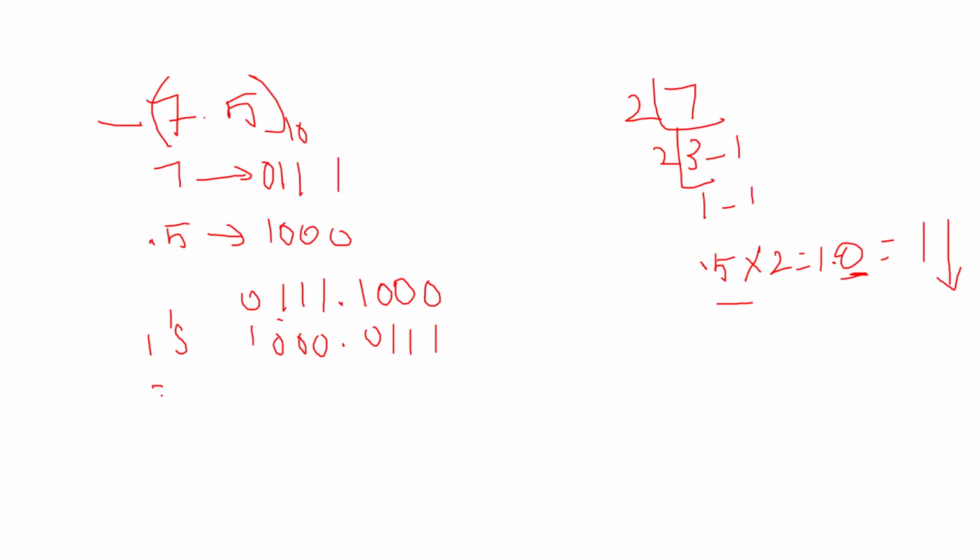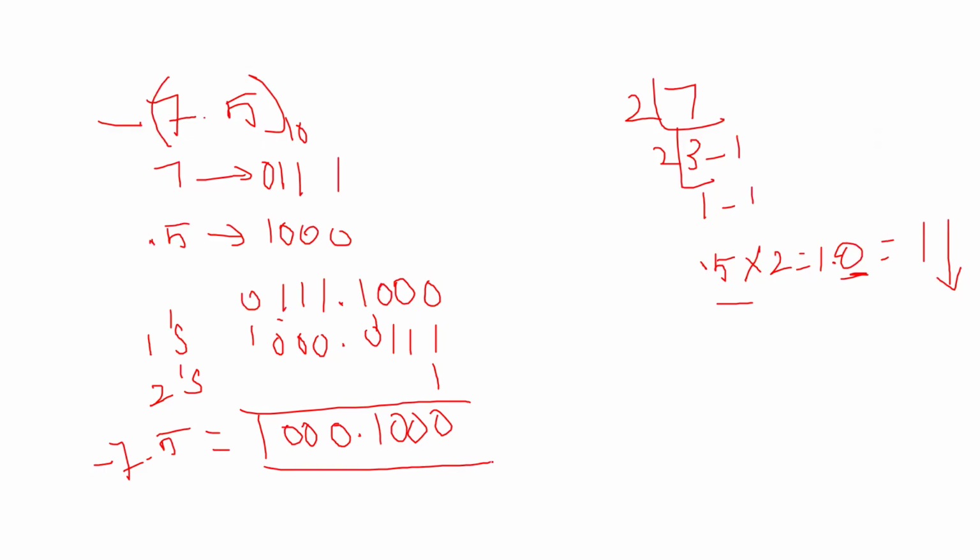2's complement means we have to add 1 here. So 1 plus 1 is 0, 1 plus 1 is 0, 1 plus 1 is 0. Here 1 carry 1 is there, this carry 1. So 0 0 0 1. So this is my number for minus 7.5. My number will be 1000.1000. Okay, this is for binary number. Like this we need to calculate for fixed point representation.